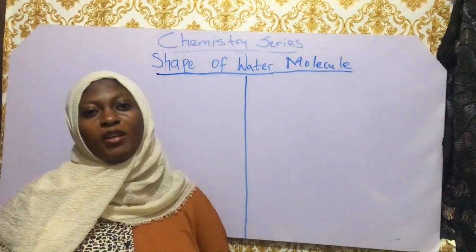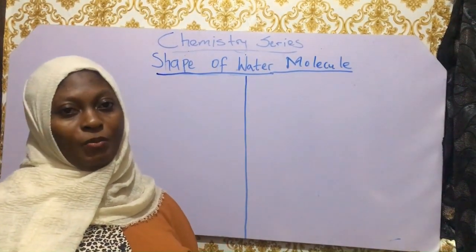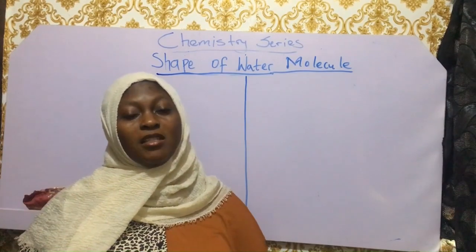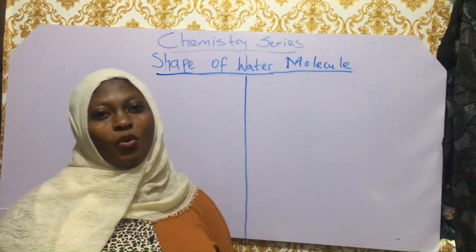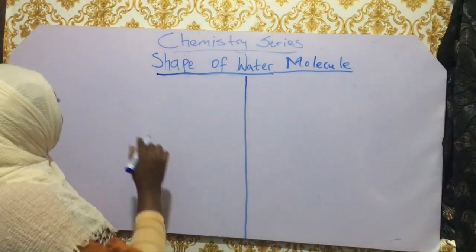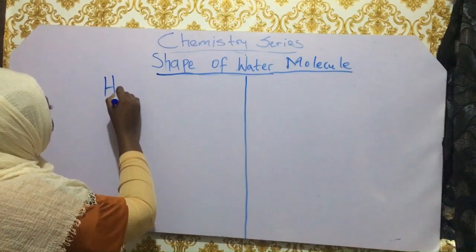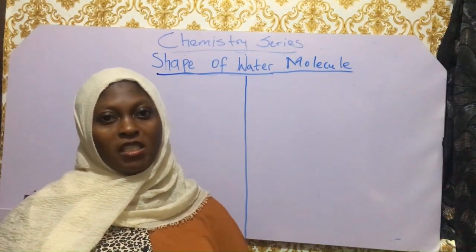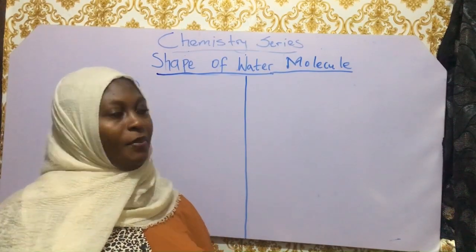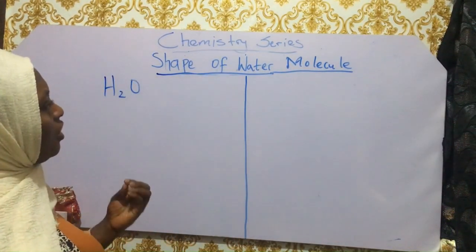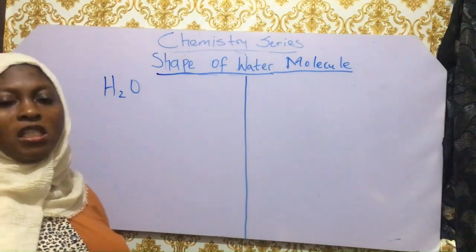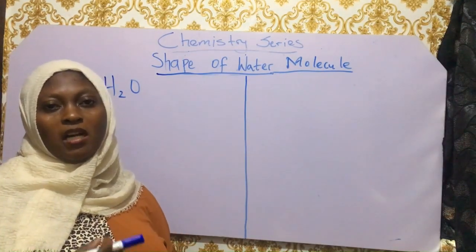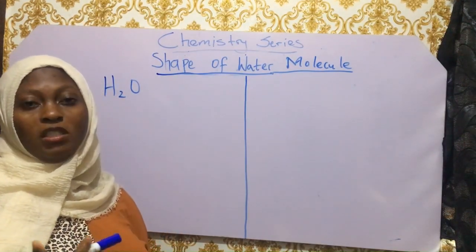Today we are going to be talking about the shape of water molecule. As we all know, water is a universal solvent and water has the chemical formula of H2O. Water contains 2 atoms of hydrogen and 1 atom of oxygen. Now, what is the shape of water molecule? The shape of water molecule is angular or bent, or you say V-shape.